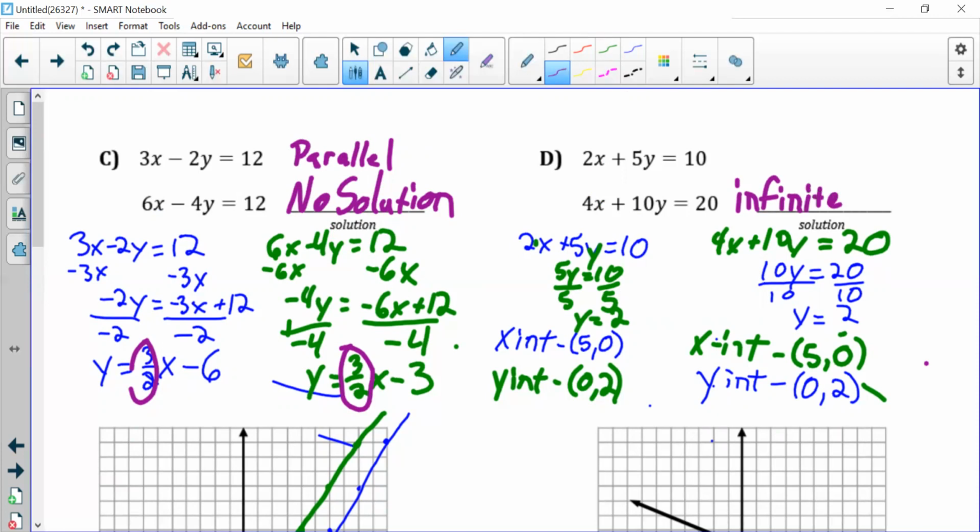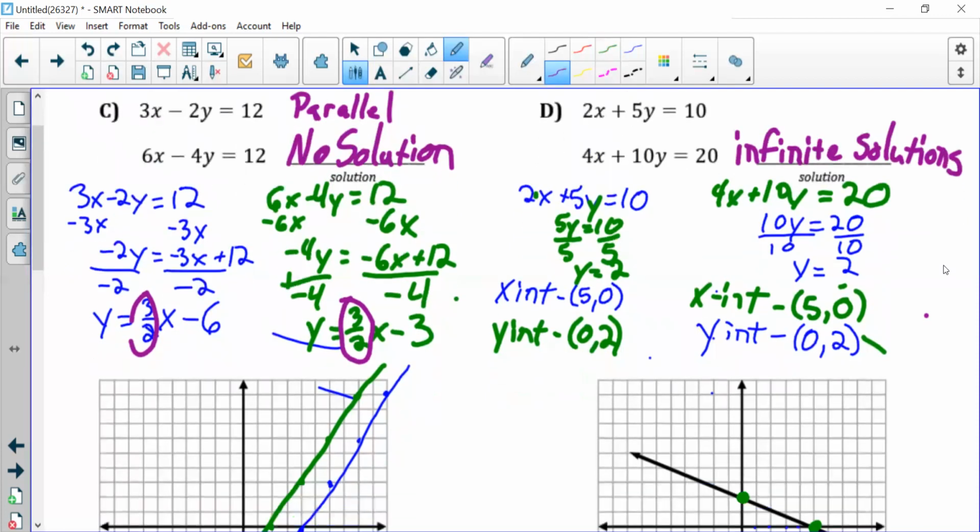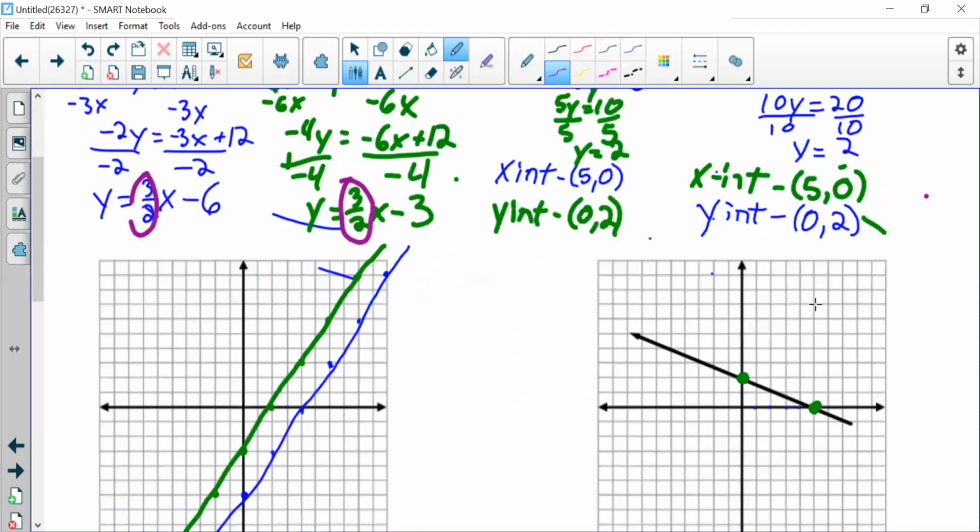I-N-F-I-N-I-T-E. There we go. Now be very careful here, because it is very tempting to write down all real numbers as the solution for this, but all real numbers is not accurate. Because, for example, this point right here is a real number. That's not on my line. That is definitely not a solution. Okay, so we have an infinite number of answers for this, but all real numbers are not answers for this.